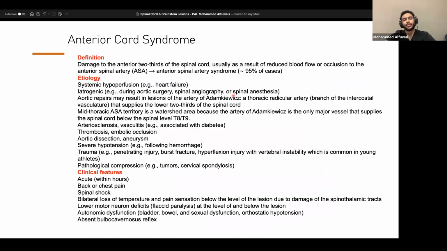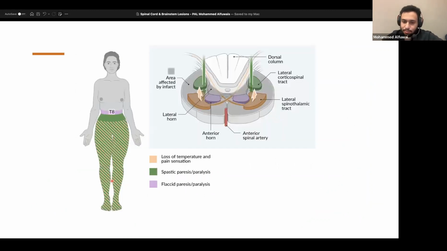The next one is one of my favorite ones because I love explaining this: anterior cord syndrome. I'm going to explain it on this side because I need to explain the blood supply very quickly. You'll have the anterior spinal artery in the anterior part, and the posterior spinal arteries over here. The anterior spinal artery will supply the anterior two-thirds of the spinal cord. The posterior spinal arteries will only supply the posterior one-third, which is the dorsal column tract.